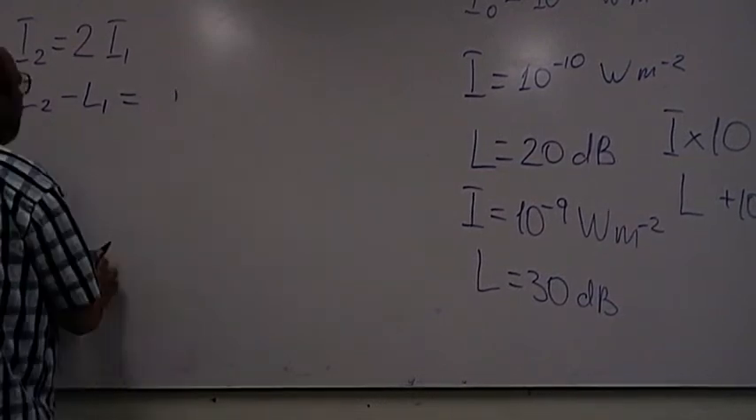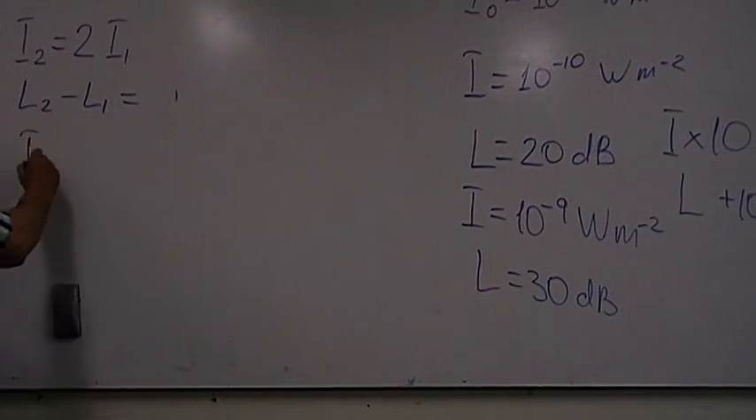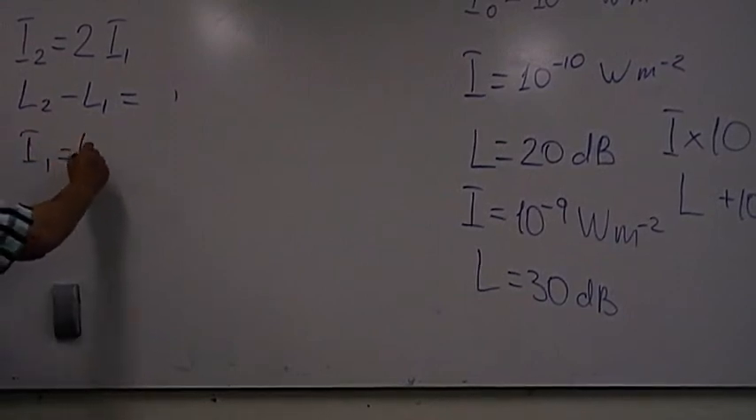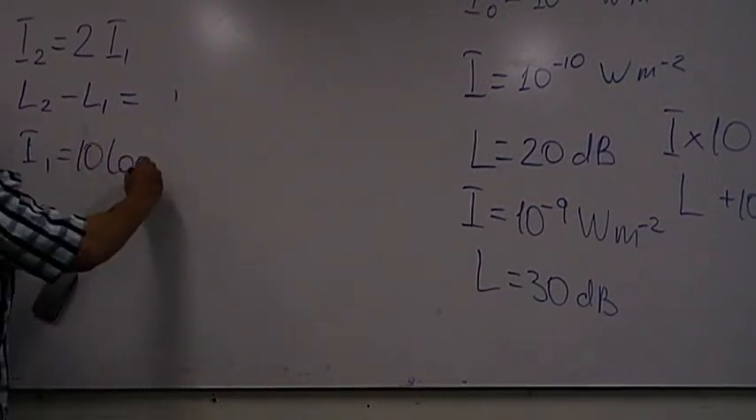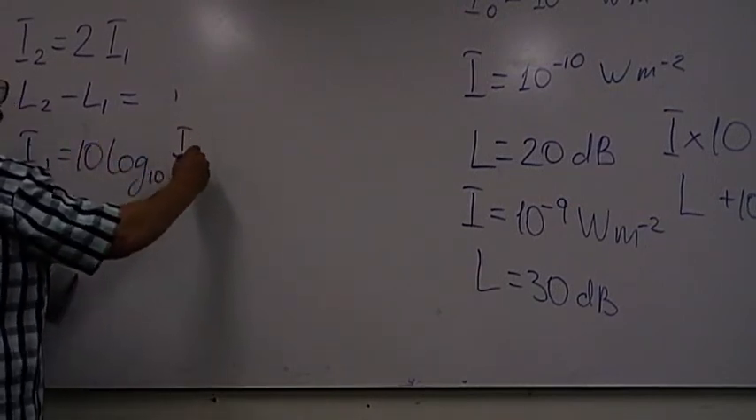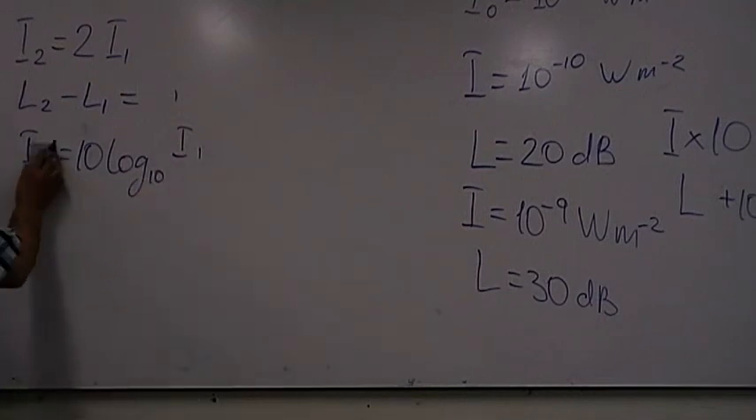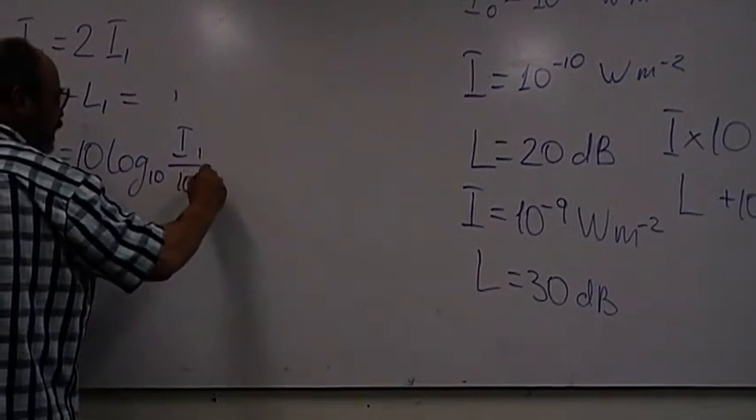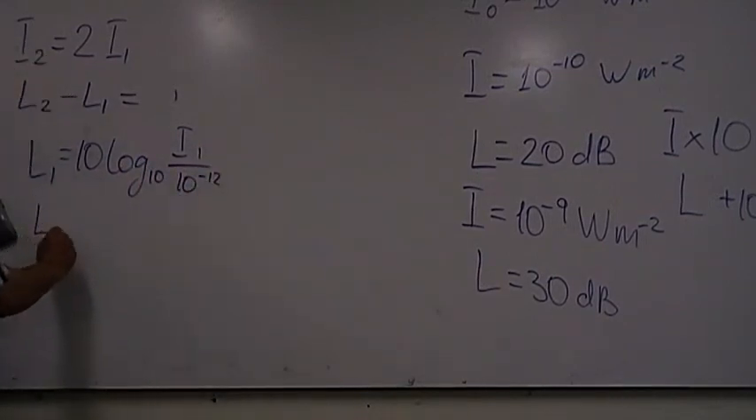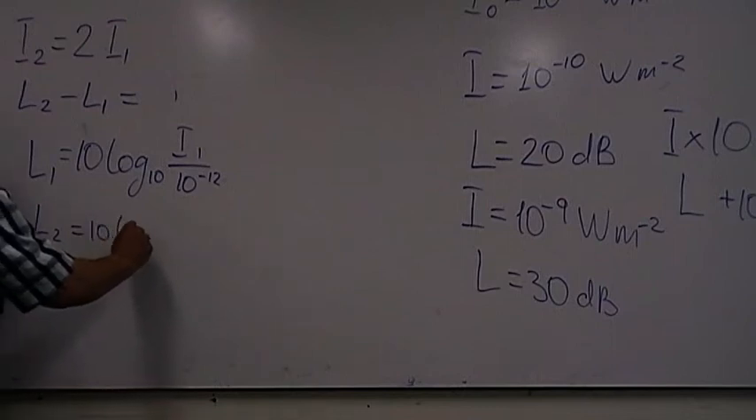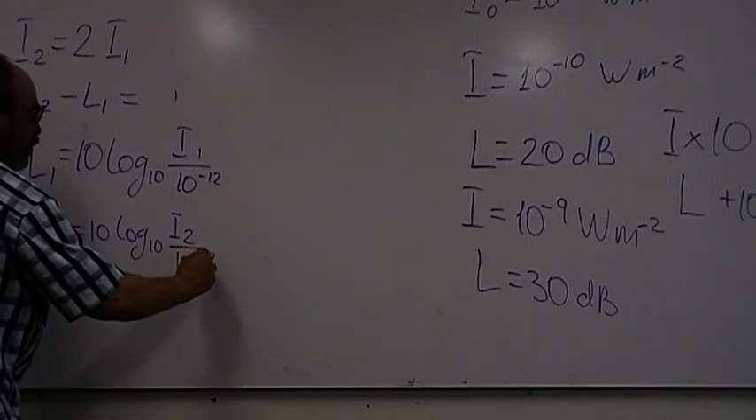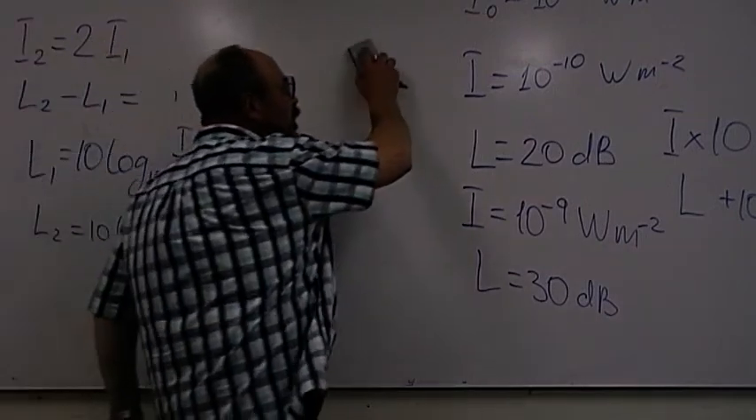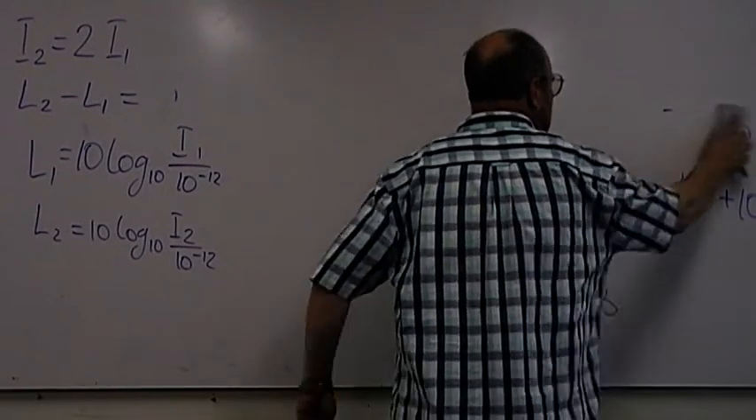So we have L1 equal to 10 log 10 of I1 over 10 to the negative 12. L2 equals 10 log 10 of I2 over 10 to the negative 12. Let's subtract them: L2 minus L1.